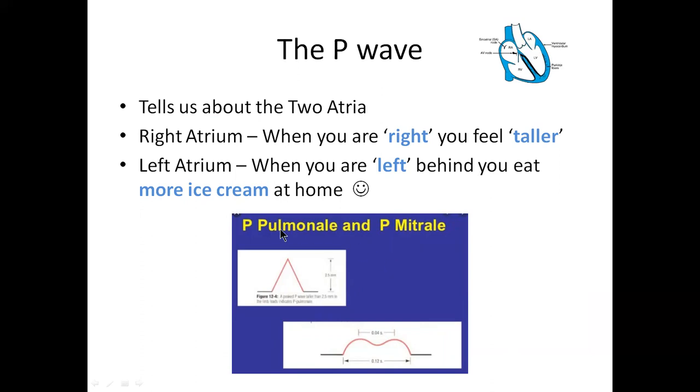I also want to share these two words because you will come across them. P pulmonale is another way of saying there is right atrial enlargement. The reason we use that term is right atrial enlargement is usually associated with lung disease. And P mitrale, it's like an M, and it's commonly seen when there is left atrial enlargement, and that's commonly secondary to mitral stenosis. So you will hear these two terms as well.